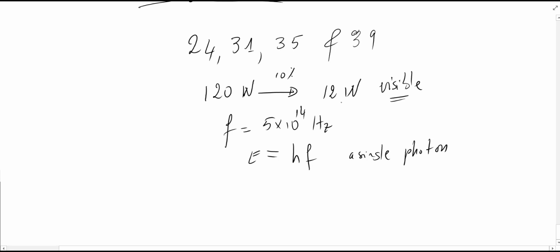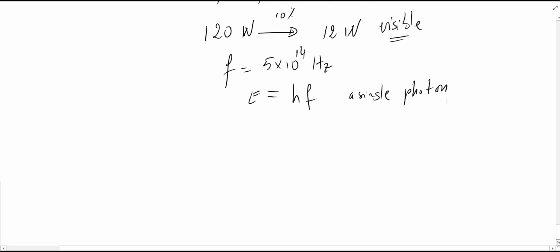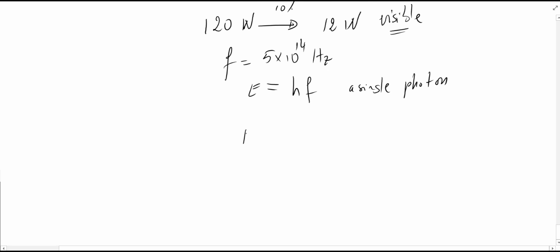Because this is in 1 second, I have 12 joules, so in order for me to produce 12 joules per second, I need to bring a bunch of them. I need to bring an N of them. So N times this energy per photon, the energy of a single photon, must be equal to 12 joules. Of course, in 1 second, that's what the watt is. So we want how many photons are emitted per second. So that's how we can find N.